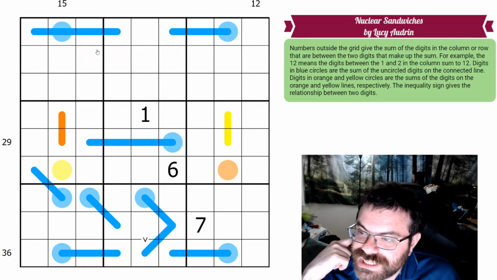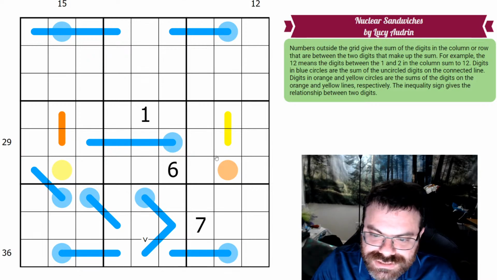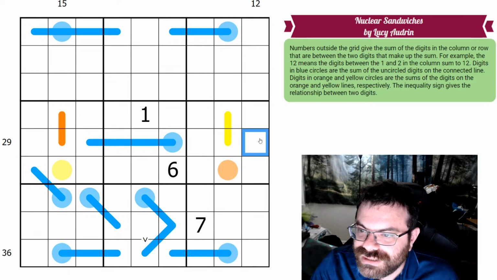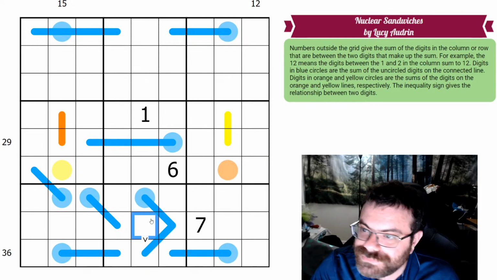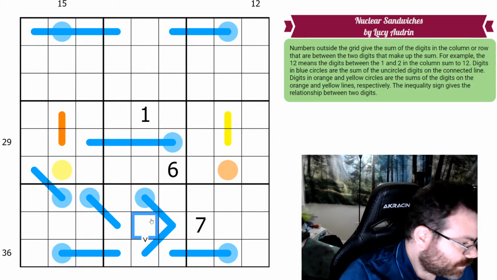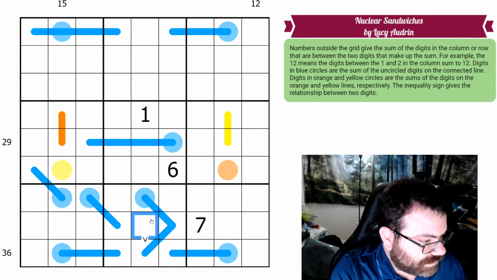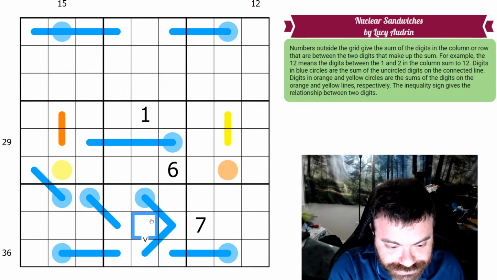Digits in orange and yellow circles are the sums of the digits on the orange and yellow lines. I see. So this is the sum of these two, and this is the sum of these two. And then we have an inequality sign here. This one's less than this one.